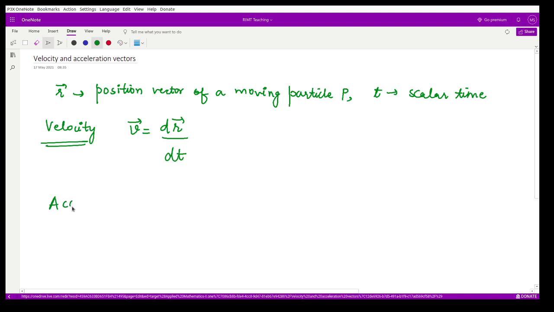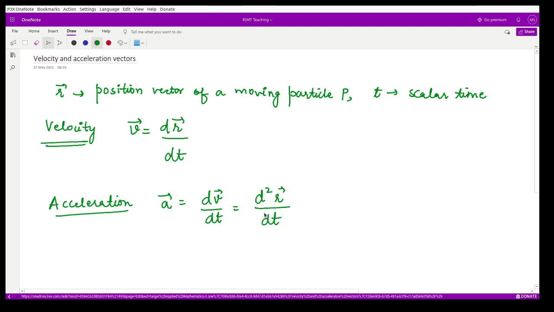And what is acceleration? Acceleration is defined by the symbol a. This is either you take the first derivative of this velocity vector, or you take the second derivative of the position vector with respect to the scalar t. So this represents the acceleration of the given particle, right?